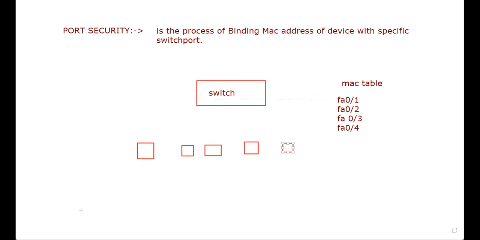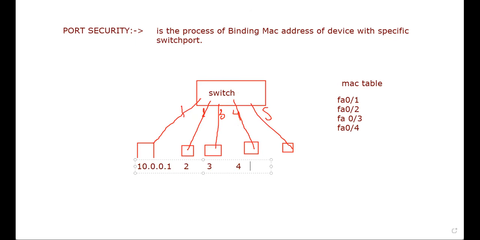For example, 5 PCs are connected with the switch like this. This is port number F0/1, F0/2, F0/3, F0/4, F0/5. These PCs have some IP addresses like 10.0.0.1, this is 10.0.0.2, this is 10.0.0.3, this is 10.0.0.4, this is 10.0.0.5. Understand? I have just taken an example.